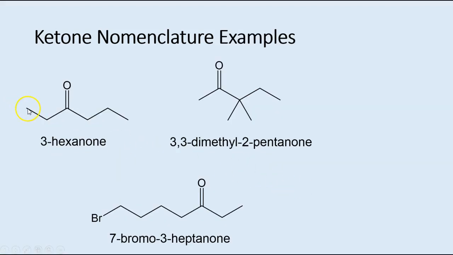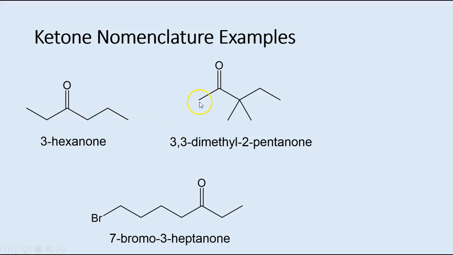Here, it's just a straight line of 6 carbons, 1, 2, 3, 4, 5, 6. So it's hexanone. The carbonyl carbon is carbon 3, so this is 3-hexanone. So unlike an aldehyde, where you don't have to specify that carbon 1 is the aldehyde carbon, it's just implicit in the name, here you need to do that. So you have to say 3 to make it clear that the carbonyl carbon is carbon 3. Because if I had the carbonyl there instead, that would make it 2-hexanone.